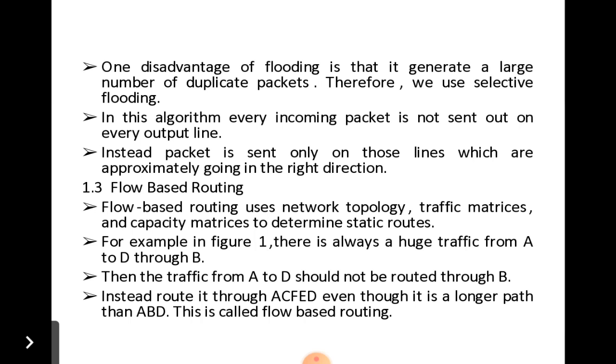Now in flow-based routing, it uses the network topology, traffic matrices and capacity matrices to determine static routes. For example, there is always huge traffic from A to D through B. Then the traffic from A to D should not be routed through B in flow-based routing. Instead, the route ACFED is considered, even though it is a longer path than ABD. This is the procedure we follow in flow-based routing.